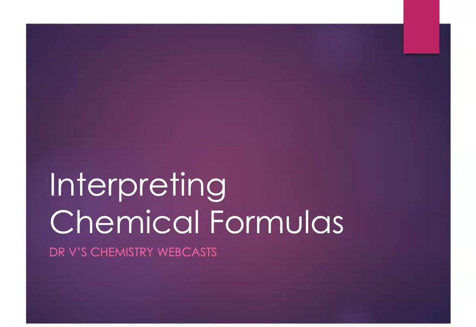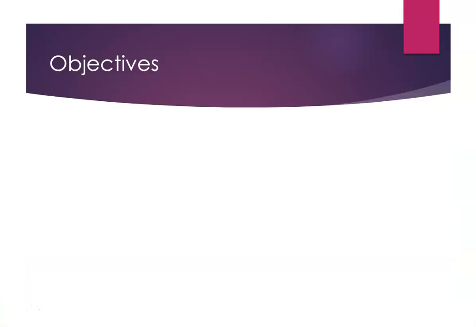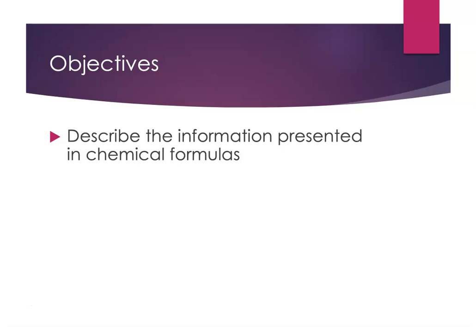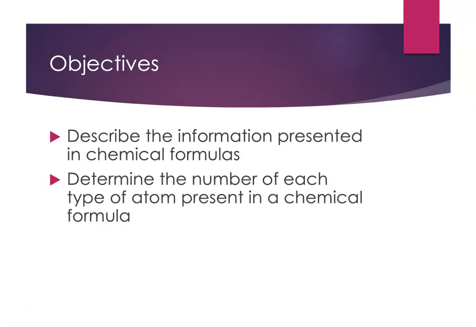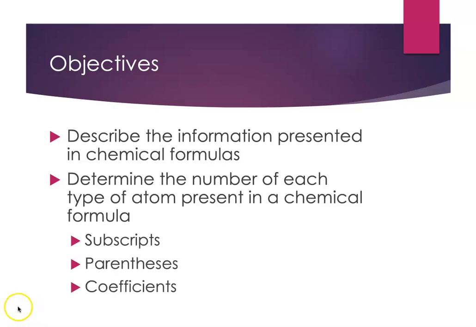Welcome to Dr. V's Chemistry Webcast. In this webcast, we're talking about how to interpret chemical formulas. Here's what I'd like to accomplish in this webcast. I want to describe the information that's presented in chemical formulas and use this information to determine the number of each kind of atom present in a particular formula. We're going to do this by using subscripts and parentheses and coefficients.